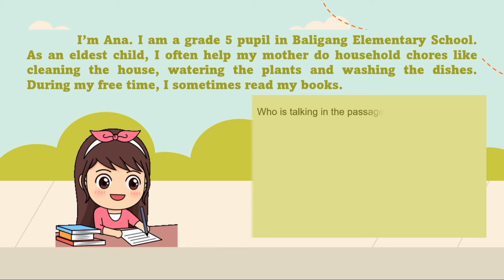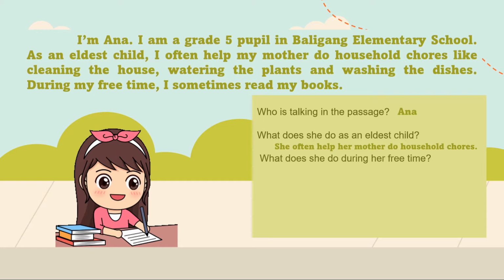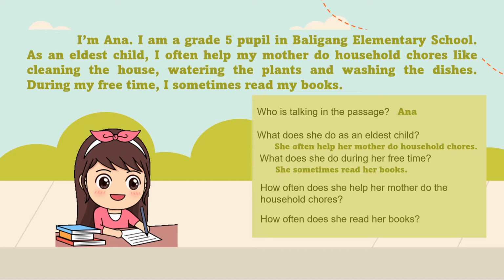So who is talking in the passage? Yes, Anna was the one talking in the passage. So what does she do as an eldest child? She often helped her mother do household chores. Very good. So what does she do during her free time? She sometimes read her books. Okay, correct. How often does she help her mother do the household chores? How often does she read her books?